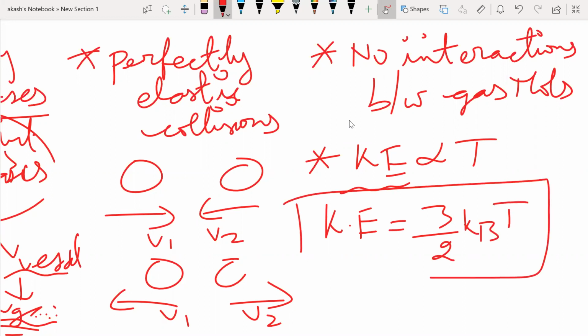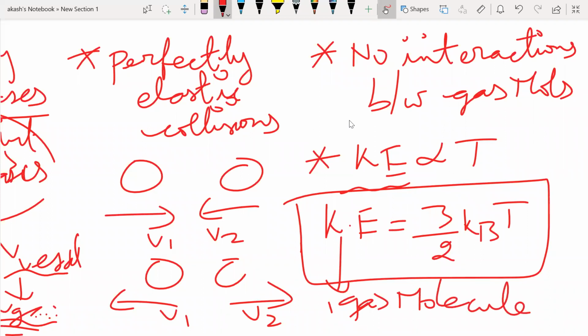There is a derivation for this, but we are not going for that. Okay, so the kinetic energy of any gas, this is for an individual one gas molecule. Okay, this is for one gas molecule. Say if I ask you, I have an oxygen molecule, O2 molecule, and say I give you the temperature, you are going to find the kinetic energy easily. So this is for one gaseous molecule.